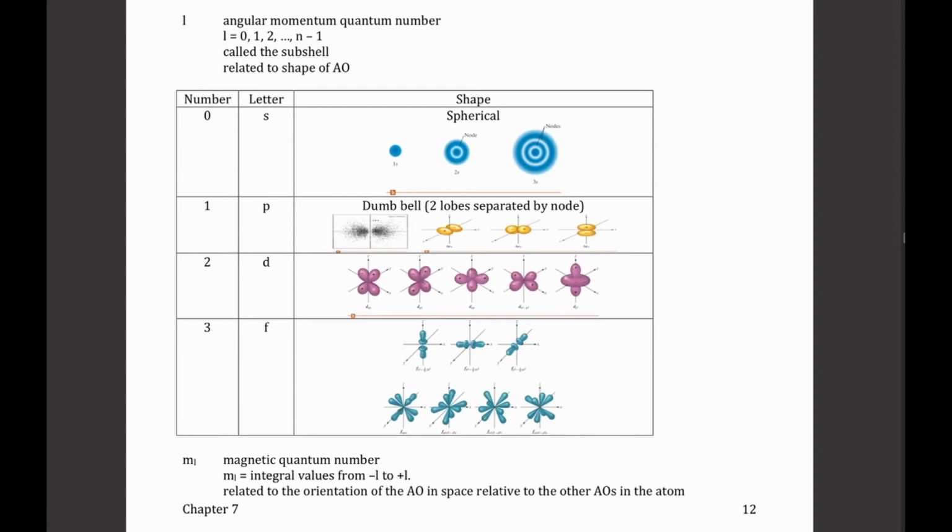When L is 1, those atomic orbitals are called p atomic orbitals. It turns out, as we will see, there are 3 of them. They have a dumbbell shape. They're composed of 2 lobes separated by a node. Remember from our guitar example, a node is where the string is attached, or where it doesn't go up and down at all.